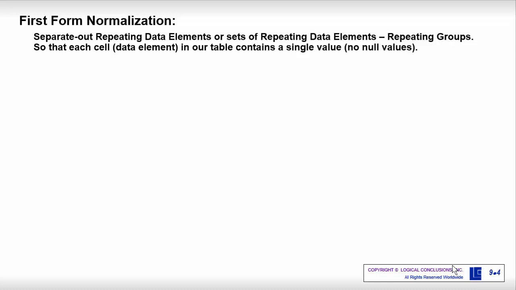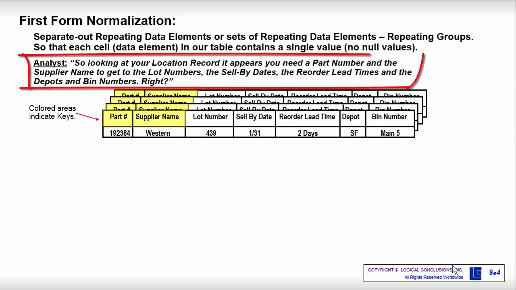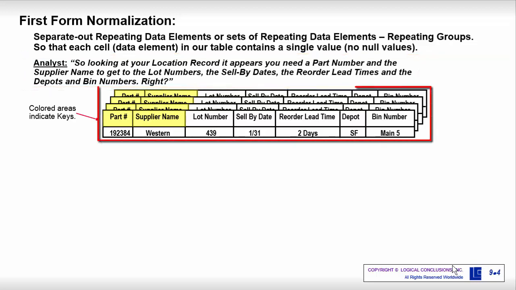First form normalization makes us separate out repeating data elements, or sets of repeating data elements, repeating groups, so that each cell, data element, in our table contains a single value, no null values. As an information analyst, I might say, so looking at your parts record, it appears you need a part number and a supplier name to get to the lot numbers, the sell-by dates, and the reorder lead times, and the depots and bin numbers, right? And I can show a sample set of records shown here.